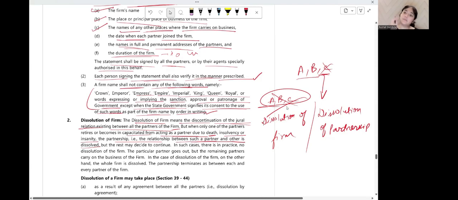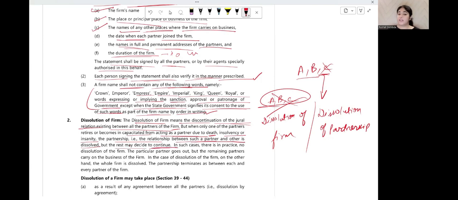Or when only one partner is left in the firm, that time also dissolution happens. But the rest may decide to continue. So if others are deciding to continue, that will be just dissolution of partnership. Firm will not be dissolved. In such cases, there is in practice no dissolution. A particular partner goes out, but the remaining partners carry on the business of the firm. This partner C went out, he died or he retired, he has gone out. Other partners can continue to carry on the business.